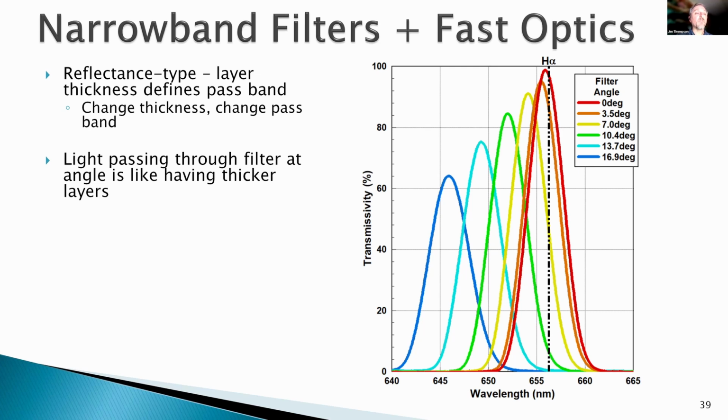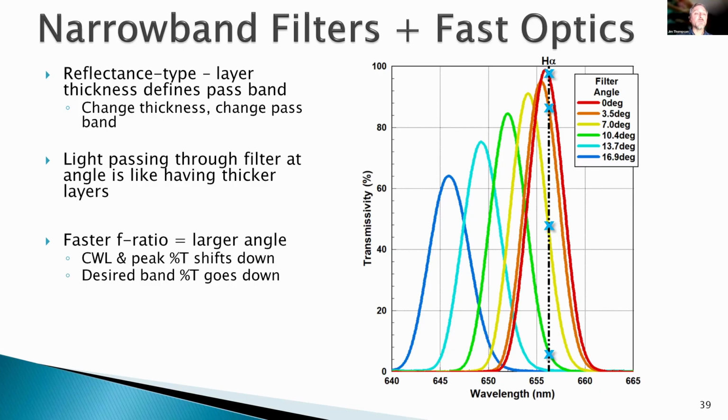By using a filter on faster and faster optics, we are effectively increasing the angle at which light is passing through the filter. This results in the filter center wavelength and peak transmissivity shifting down. And correspondingly, the desired band transmission goes down. This effect is made worse for filters with small full-width half maximums, although the full-width half maximum value itself is not strongly affected by band shift.